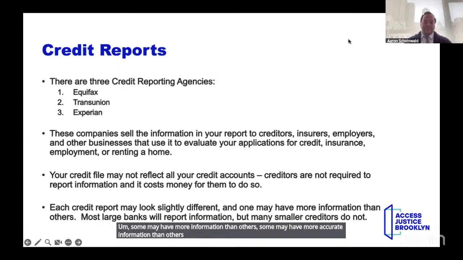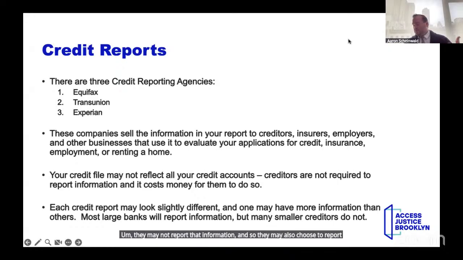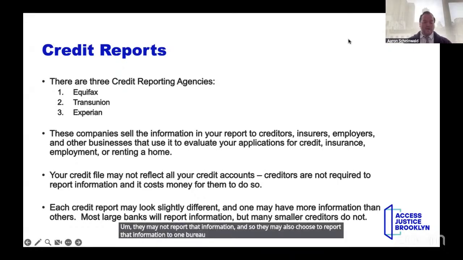Generally speaking, the larger an institution is, the more likely it is that it is reporting information. And the smaller an institution is, and especially if they're a third-party creditor, they may not report that information. They may also choose to report that information to one bureau or two bureaus and not all three bureaus.